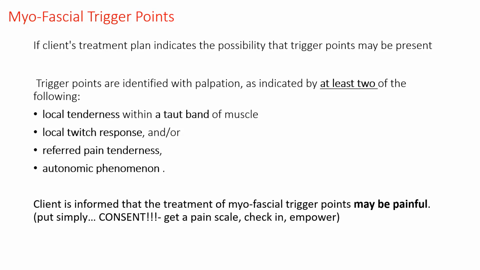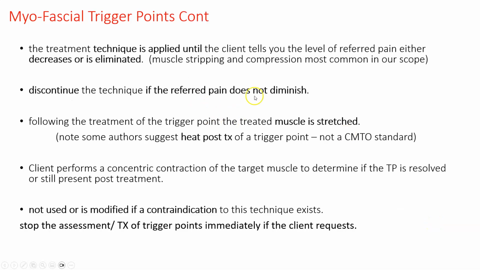So before you treat that trigger point, of course, you want to get consent. Is it okay if I do that? Then you're going to get a pain scale to say, I don't want to go beyond a certain number. Then you're going to check in and empower them, to make sure that it's working all right for them. The treatment technique is applied until the client tells you the level of referred pain is either decreasing or eliminated. Within our context as massage therapists, the 2 that are used the most are either muscle stripping or compression.